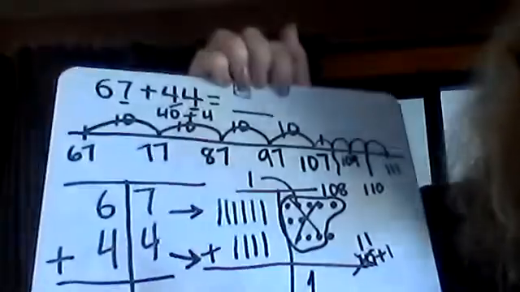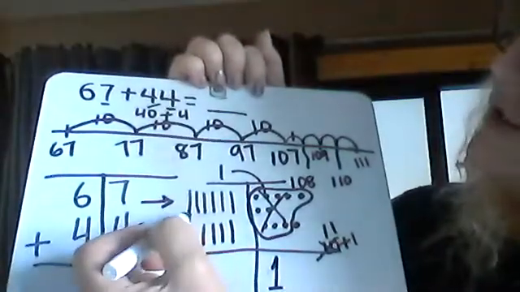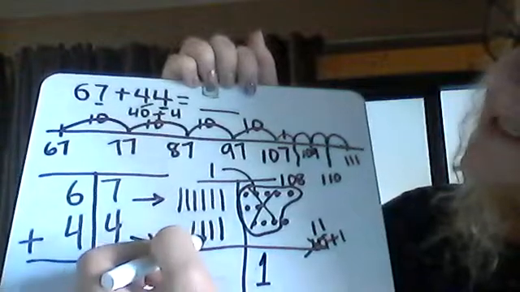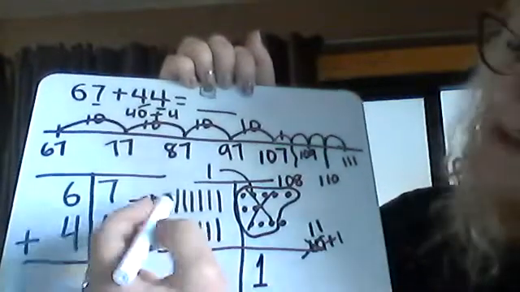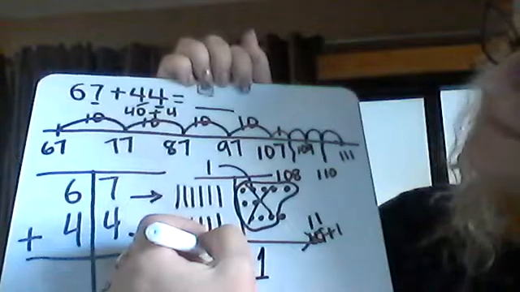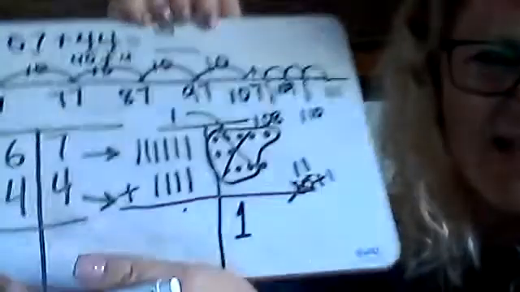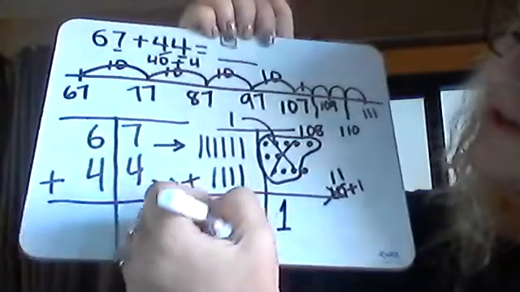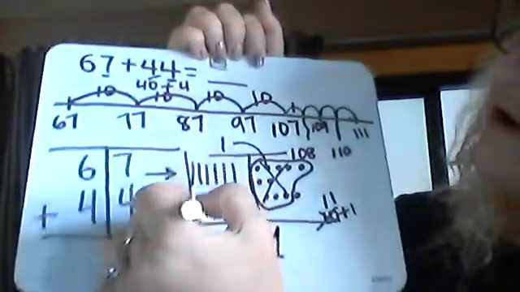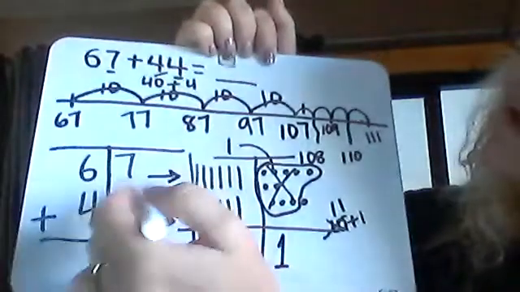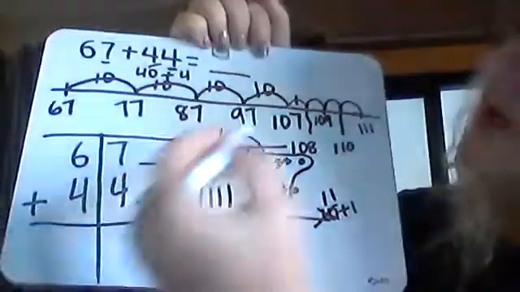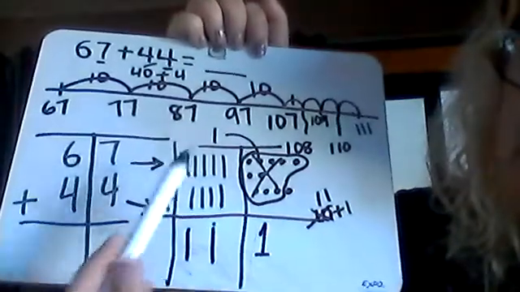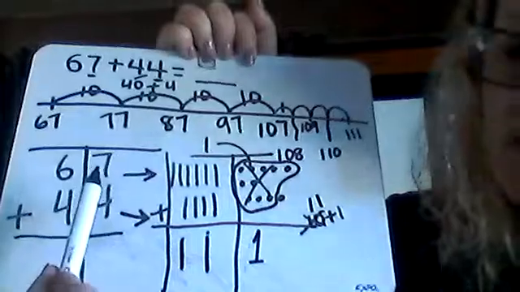Okay, let's count our 10s. 1, 2, 3, 4, 5, 6, 7, 8, 9, 10, 11. 11. Wait, 11 again? We can put 11 here because there's not another column of numbers. But if there were any hundreds living around here, we would have to take out 10 and move it over again.